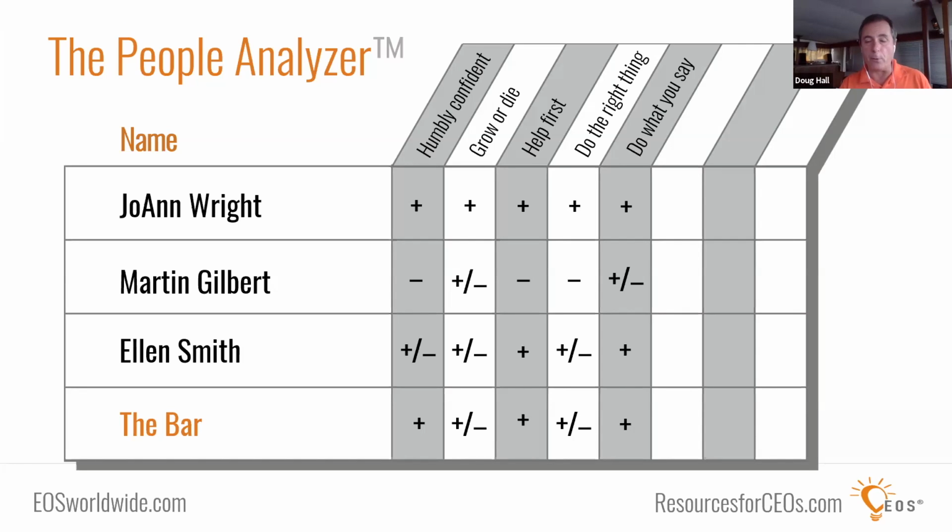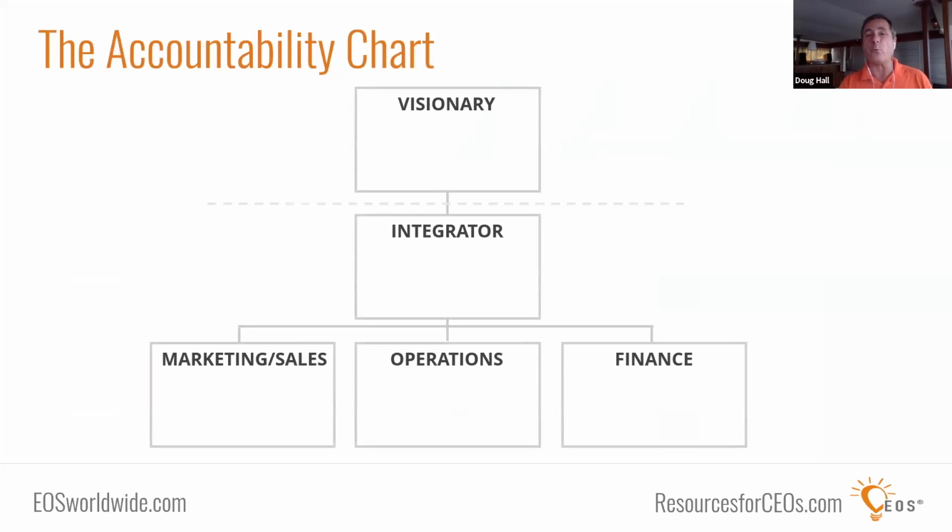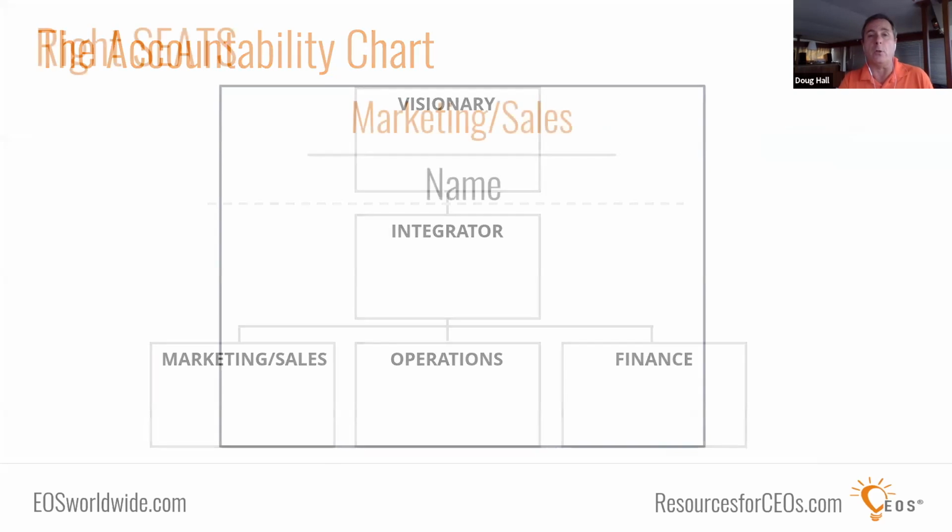That's right person. How do we figure out what's right seat? Well, we need to define the seats. So in our world, we have a whole model we call the accountability chart, which is an org chart defined by function. So think of these functions, not the people. We're not putting everybody in a box. We're creating all the boxes and then seeing how many people we need to fill all the boxes.